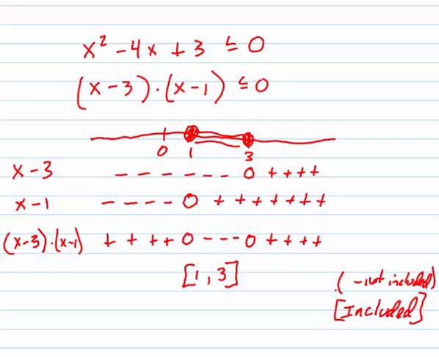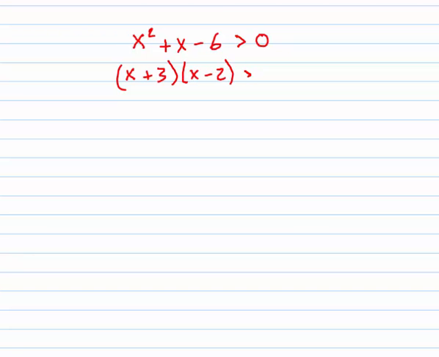All right. Let's do another example like that. If we have x squared plus x minus 6, and that's greater than 0. So we just factor this again. The factors of this, 3 times 2, so x plus 3 times x minus 2 does it. And that's strictly greater than 0.